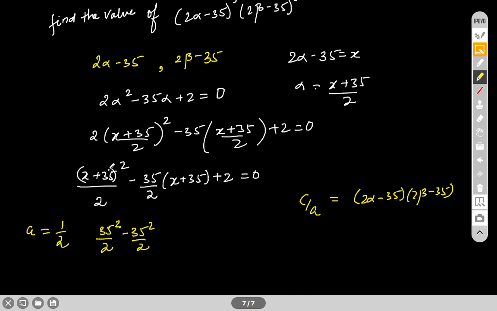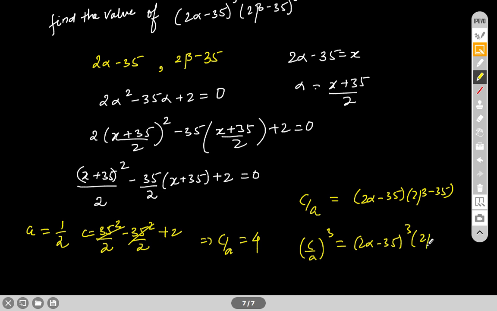Correct. And you'll get a plus 2. So this and this will get cancelled, so it'll give you a 2, right? So c will be 2. So c by a will be 4. And what are you asked? You have been asked the cube of this, right? Cube of this, which means you're cubing 4. That means your answer is 64.